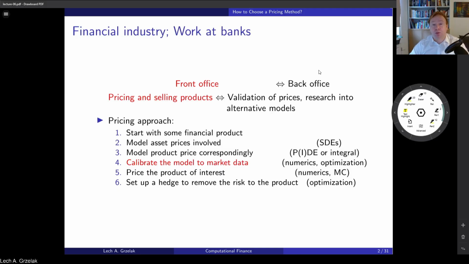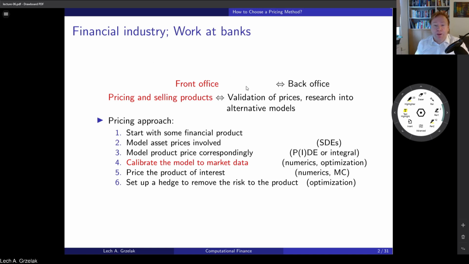How to choose a pricing model? If I give you a task of pricing a derivative, the first thing you have to do is to decide what model to choose. And that's a rather tricky and difficult task. Let us take a look at the wider context of pricing and how to choose a proper model.